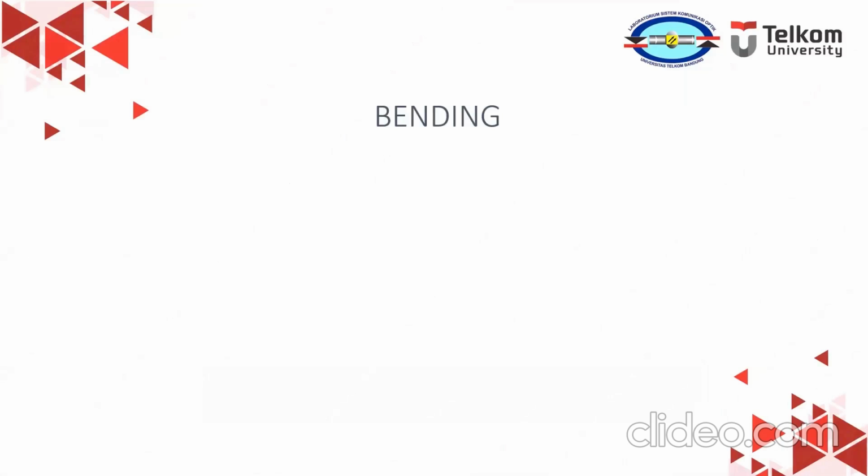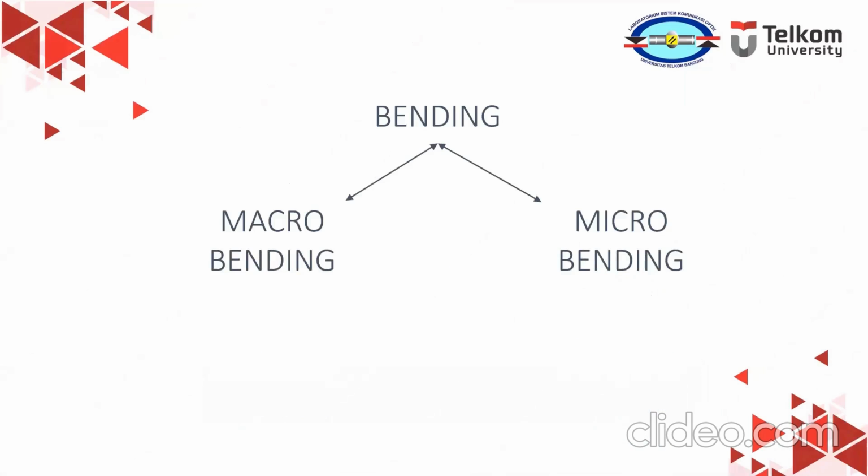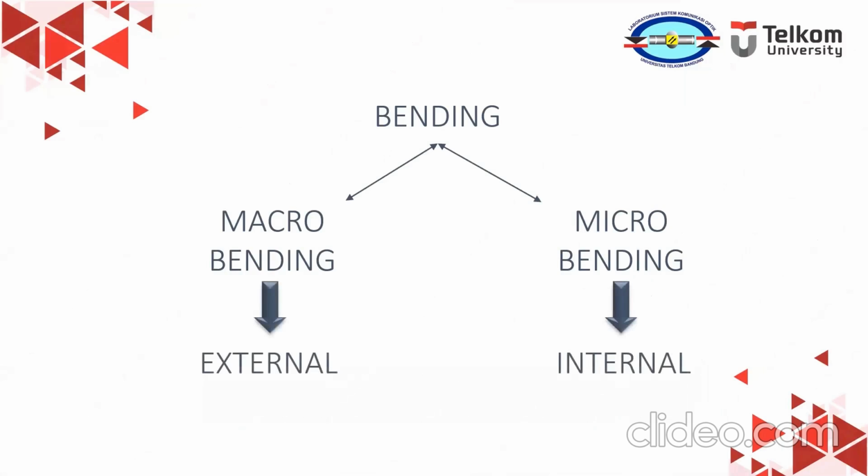Bending. Bending is damage that occurs in the optical fiber, resulting in some modes of light spreading or radiating, causing a reduction in power. There are two types of bending, macrobending and microbending. Macrobending is caused by poor handling and installation, and microbending is caused by a poor cable fabrication process.